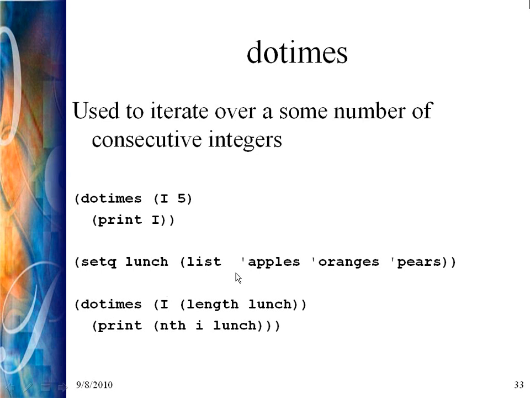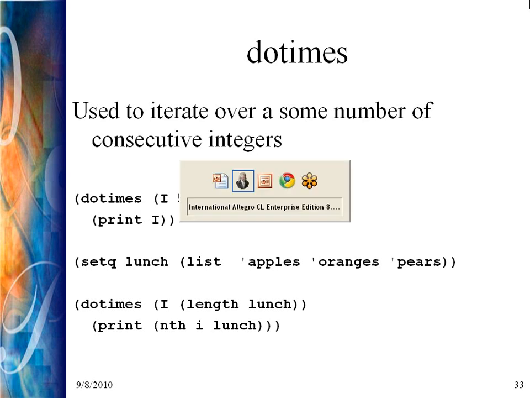This is the same thing we did for dolist, except we take the length of the list and iterate over that and print the nth element of the list each time. It will do exactly the same thing, print apples, oranges, and pears. And remember, the first element of the list is index 0, and the index goes up through 1 less than the length of the list.